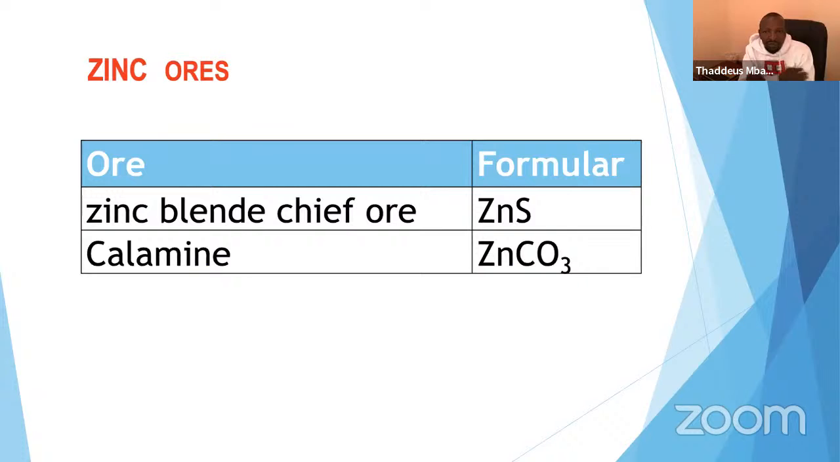Now, the ores of zinc. The chief ores of zinc, we have the main ore is called the zinc blende, which is zinc sulfide. And then we have the calamine, which is zinc carbonate. Are we together? So never say the ore of zinc is zinc sulfide. It is called zinc blende.